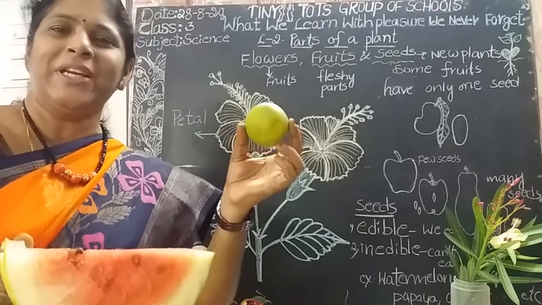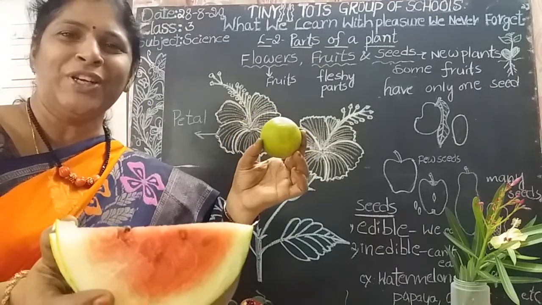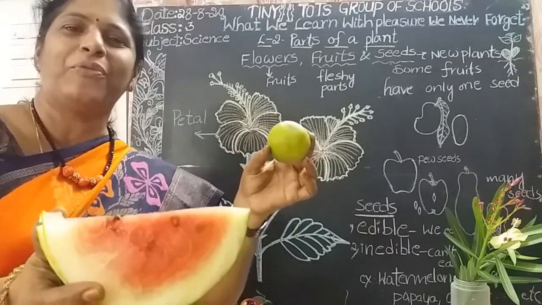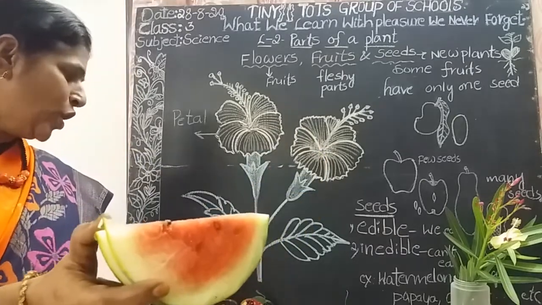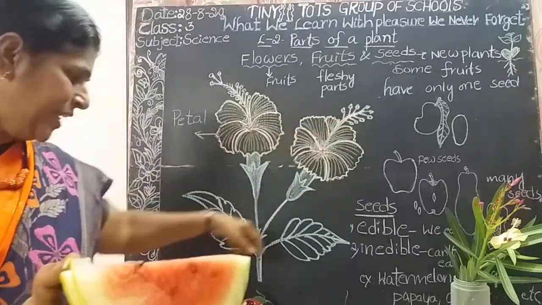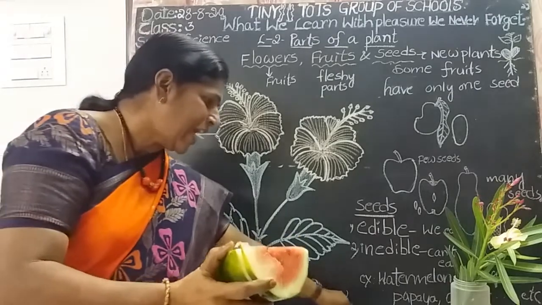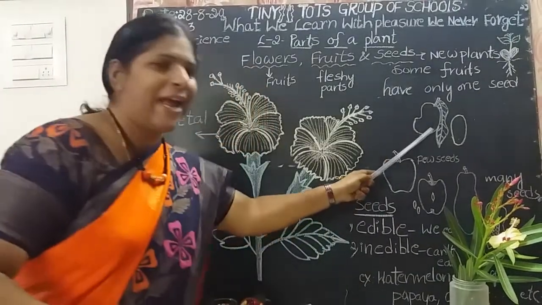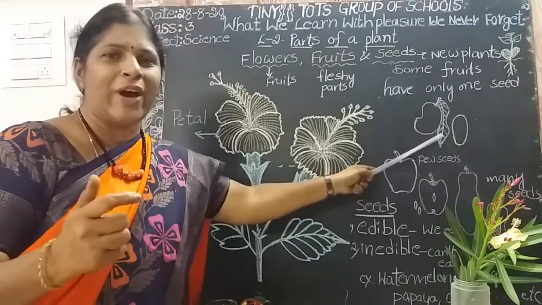But do you know how many seeds it has inside the fruit? Only few seeds, 4 or 5 seeds. Okay? So some fruits have only one seed. So which fruits have only one seed? Mango. Mango has only one seed.